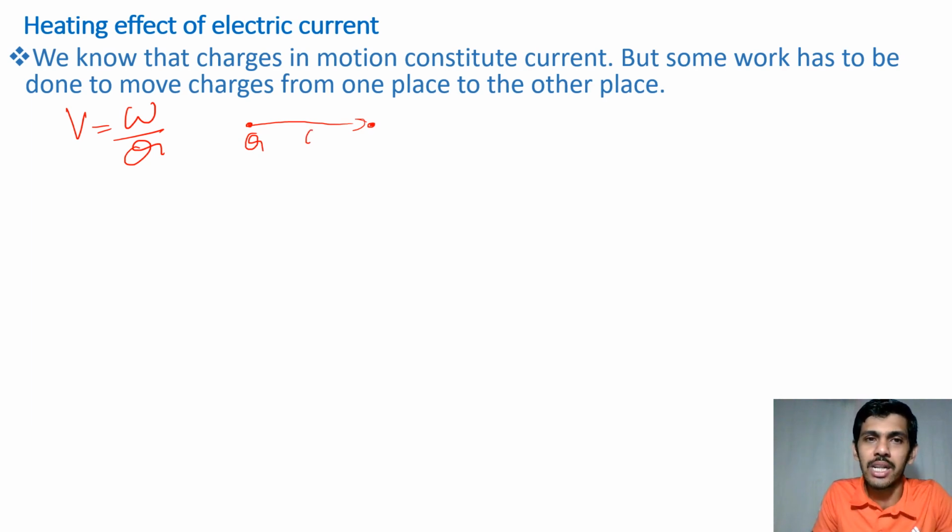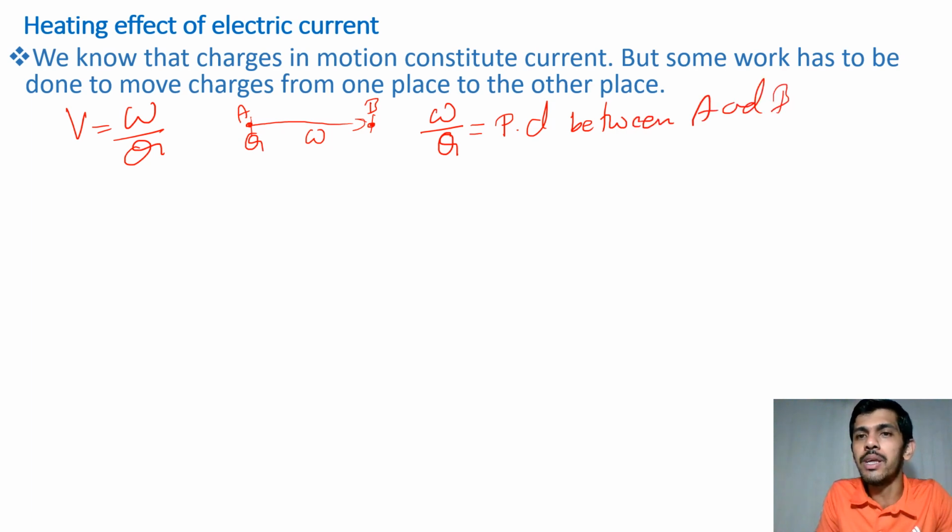That work, let us assume, is W. Then that work done divided by the charge, how many coulombs of charge I take, that itself will give me the potential difference between these two points. That is, if I take this as point A and this as point B, that W by Q itself will give us the potential difference between point A and B, that we have studied. That itself is called potential.